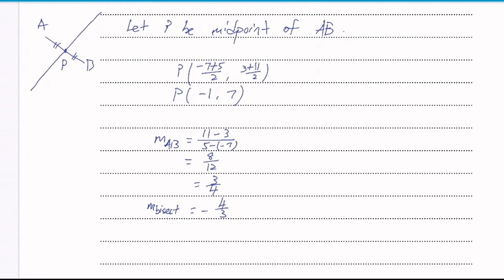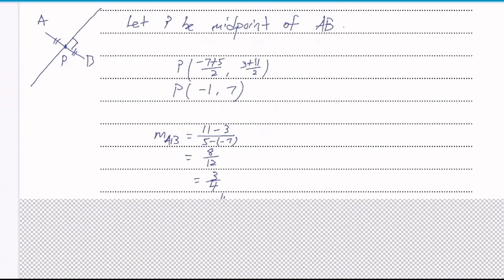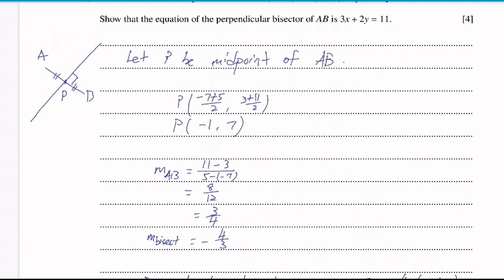So the perpendicular bisector: we have y minus 7, the point that it passes through, equals the gradient of the bisector, because it is a 90-degree, multiplied by x minus the x1. So from there, we just have to tidy up. So you get 3y minus 21 equals -4x minus 4. So let's see what is the form that the question wants here. So 3x.